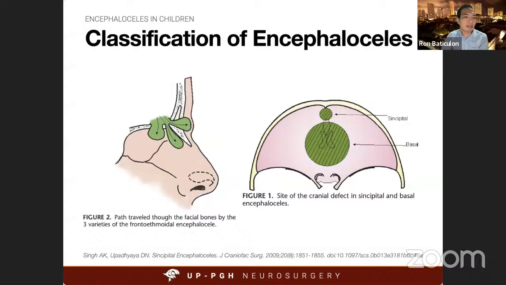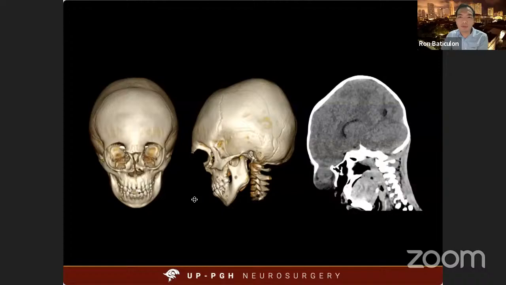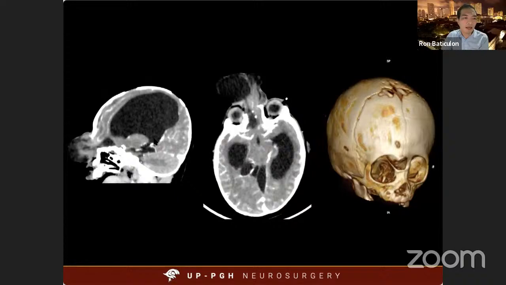So here, just to give you some examples, these are all children with midline masses. You see here the encephalocele sac, you see the defect in the bone, and this is the nasion. So we would call this a nasoethmoidal meningoencephalocele. So you've got brain and CSF herniating through the defect. Now this one, if you look at this patient, you see the encephalocele sac, and you see how it exits partly through the medial orbital wall on the right. You would call this a nasoorbital meningoencephalocele.